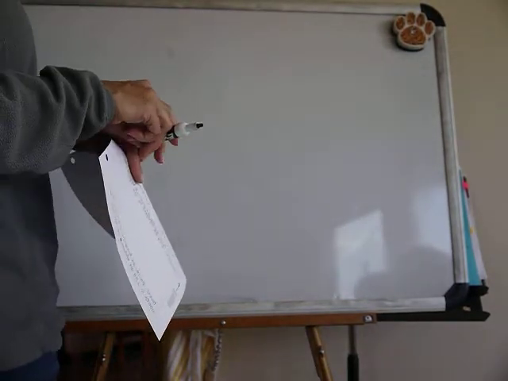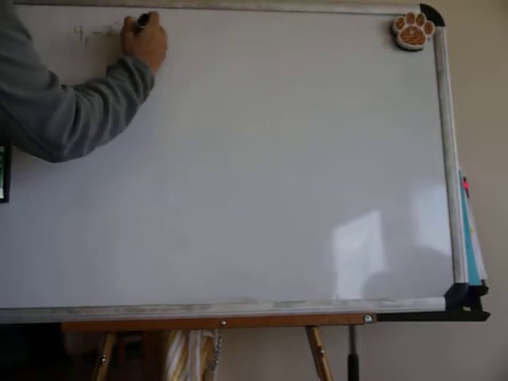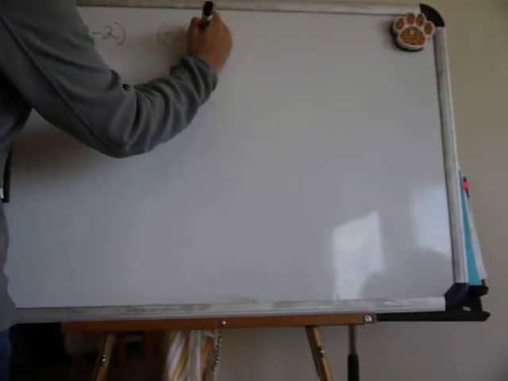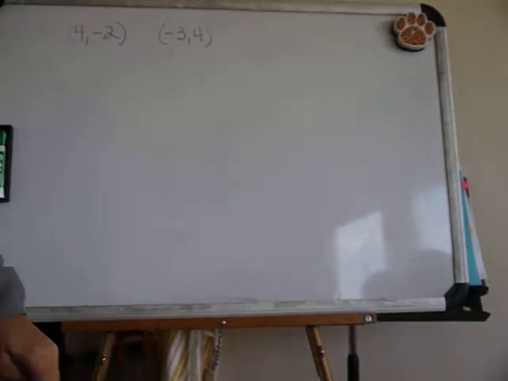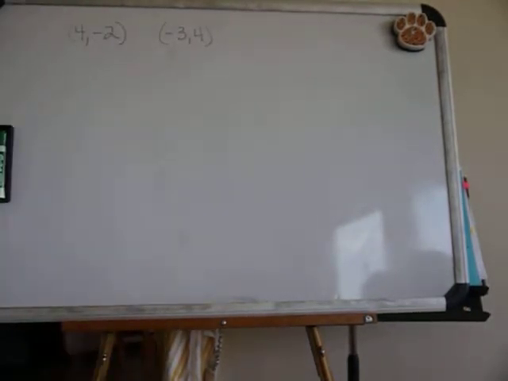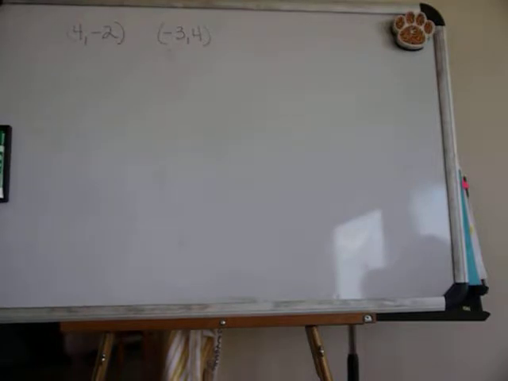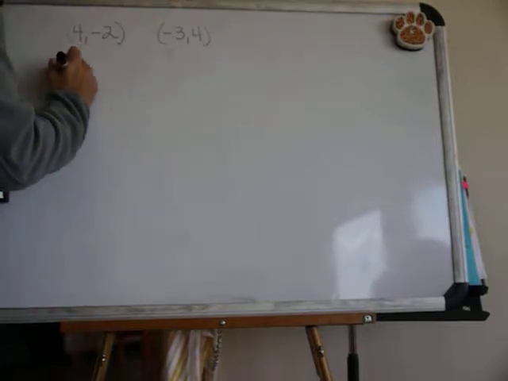The next example is find an equation of a line between (4, -2) and (-3, 4). Those are your 2 points. What's our step 1? Did you write step 1? What did we do first on the last example? We found the slope, M equals.